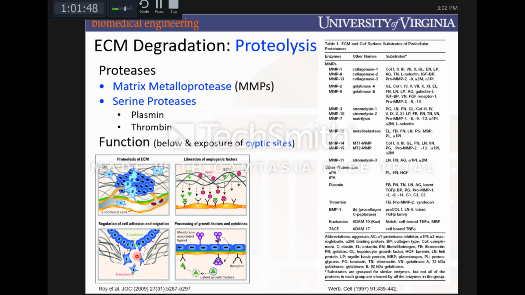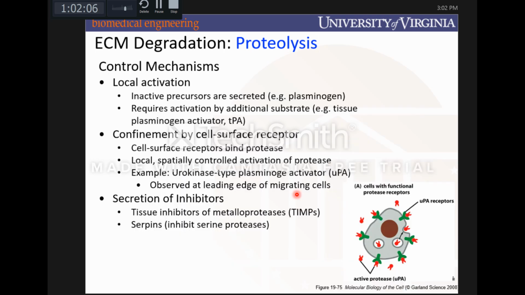And then lastly, the processing of growth factors and cytokines. A lot of growth factors actually need to be cleaved by a serine protease in order to become active. So it's another step of regulation of these sequestered or cryptic growth factors. Control mechanisms, alluded to just briefly in the previous slide.